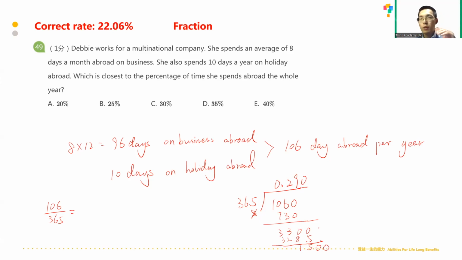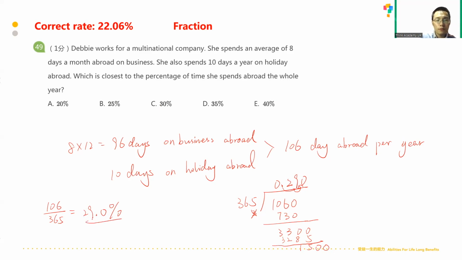So up to this point, we don't need to calculate any further, because to convert a decimal number to a percentage, we only need to move the decimal point 2 digits to the right. So we have 29.0 something %. Which of these choices is closest to the percentage we got?